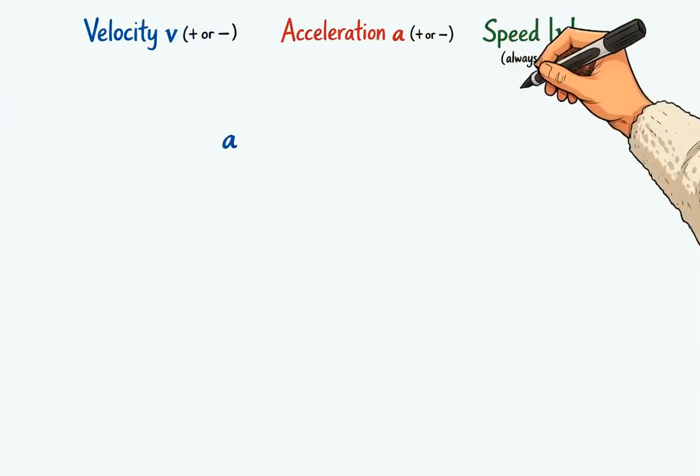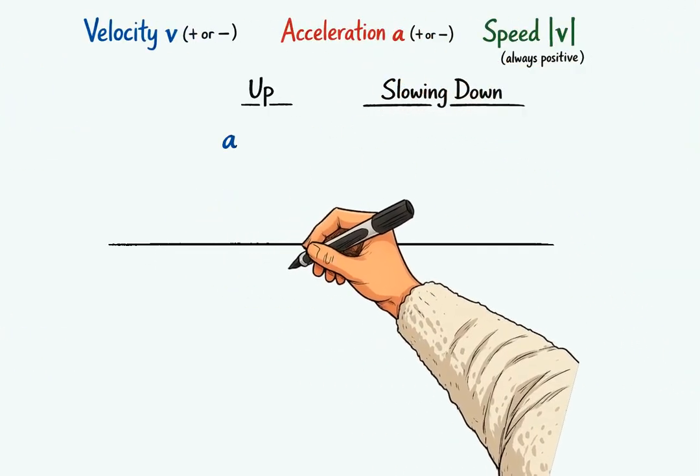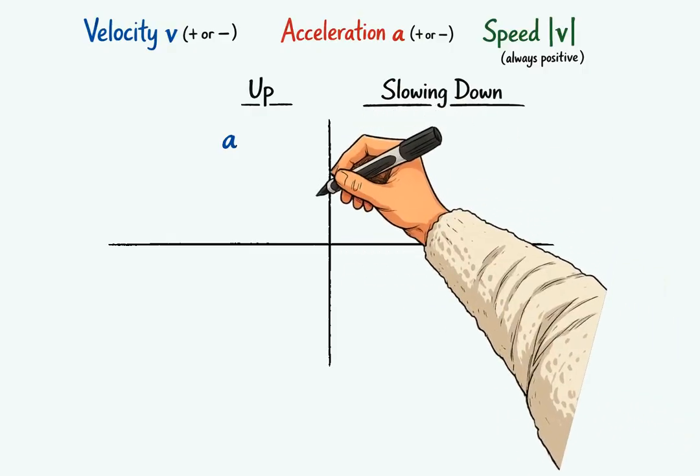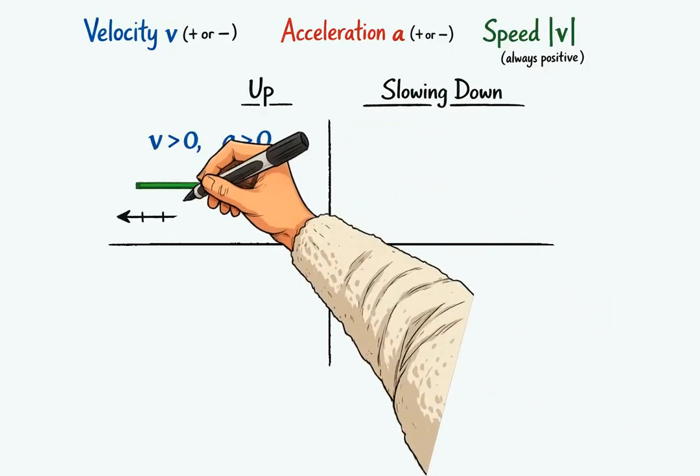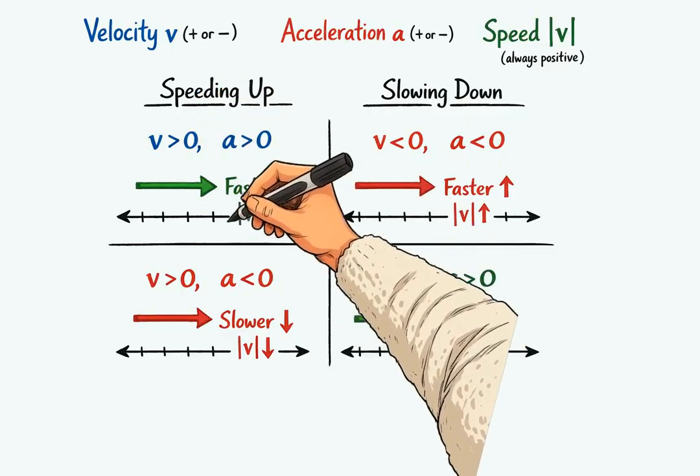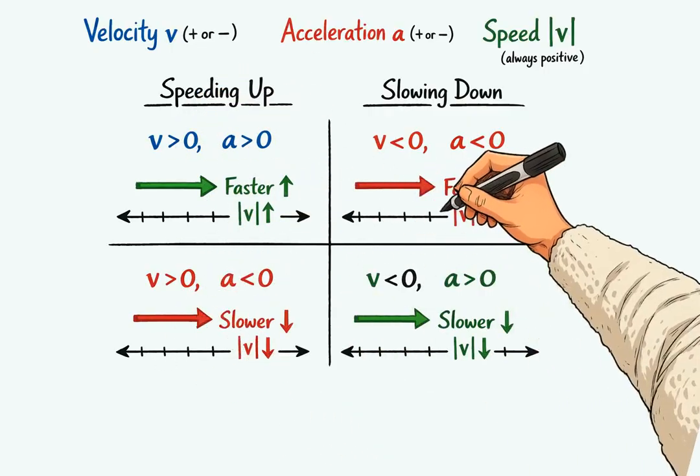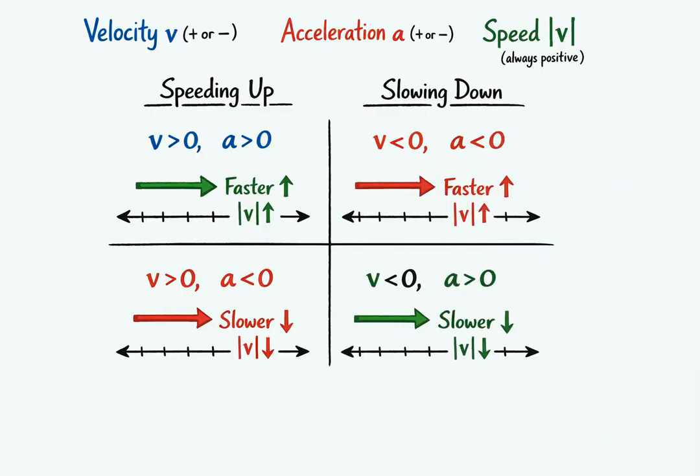A reliable way to stay oriented is to keep 3 ideas separate. Velocity v carries a sign. Acceleration a carries a sign. Speed is the absolute value of v and has no sign. When you ask speeding up or slowing down, you're asking whether the absolute value of v increases or decreases. That question has a simple answer. Speed increases when v and a have the same sign, and speed decreases when they have opposite signs.